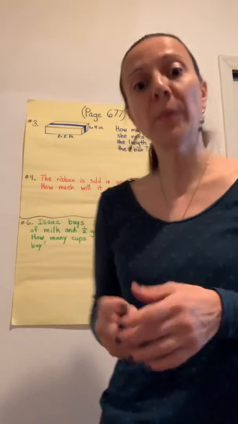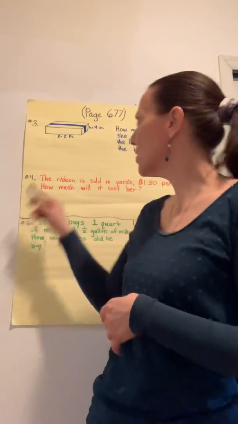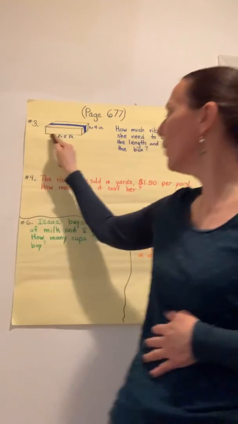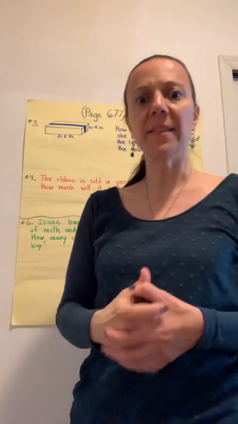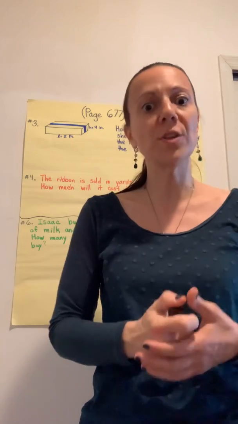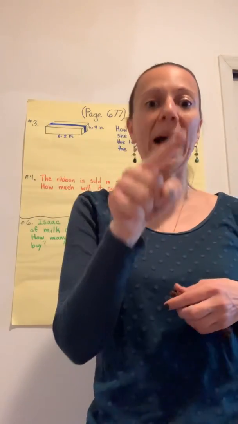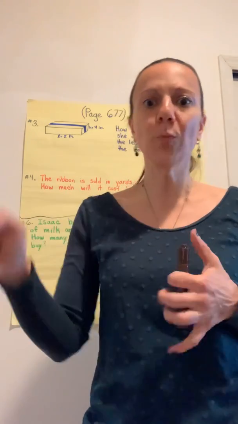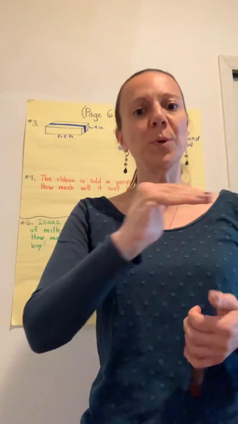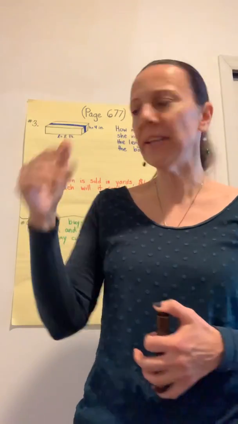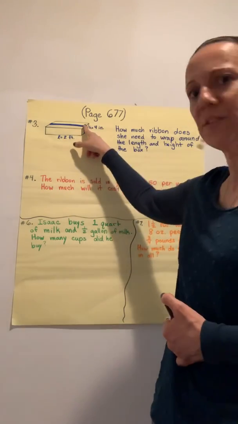If I look at problem number 3 on page 677, which you should have tried already, we're talking about somebody who wants to put a ribbon around the outside of a box. So I think that is steering us towards perimeter, because I know perimeter is when we talk about the distance around something. So we're putting the ribbon around it. And the problem specifically says she's putting it around the length and the height. So I know that the length is 2 feet and the height is 4 inches.